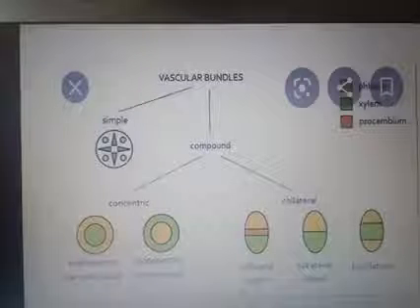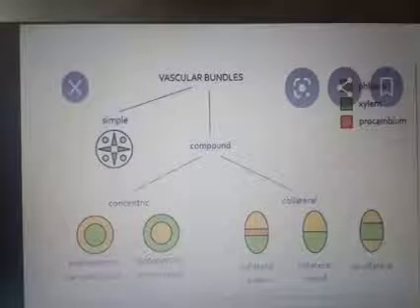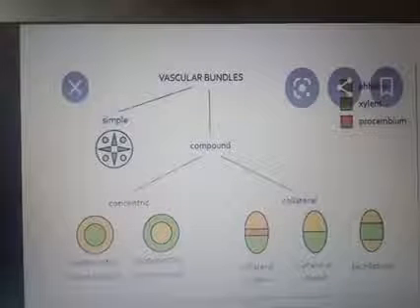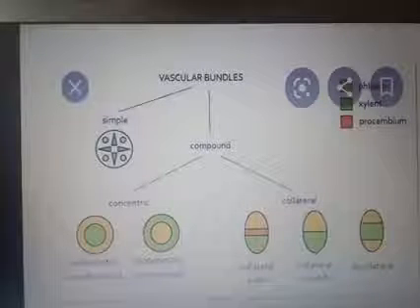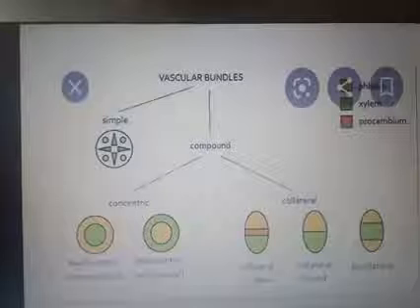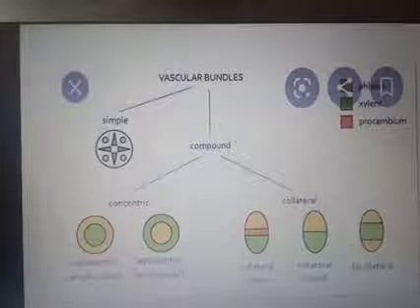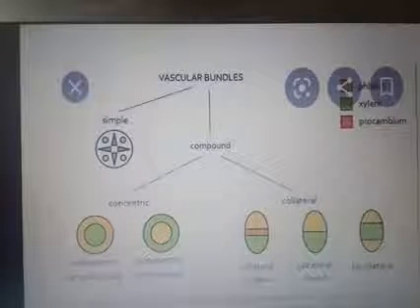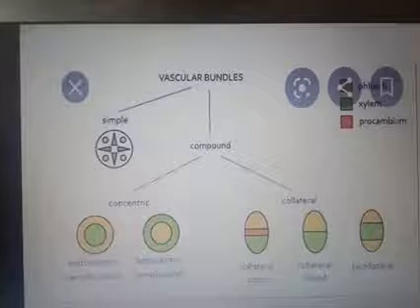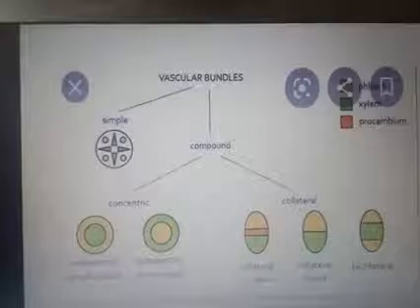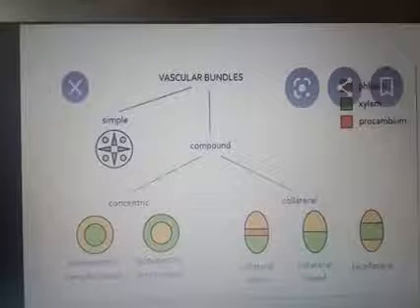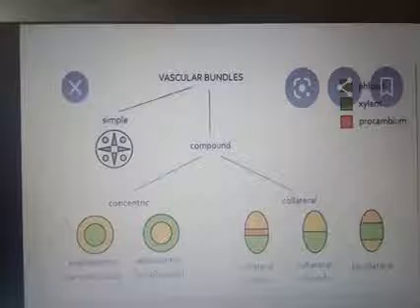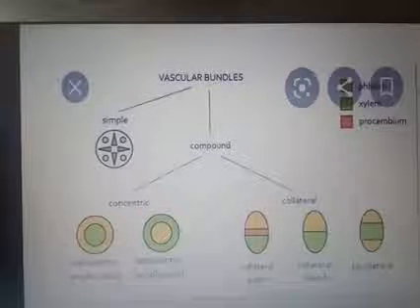Next we are discussing conjoined, collateral and radial bundles. Conjoined means xylem and phloem are together in one bundle, in the same radius. That is known as a conjoined vascular bundle. This conjoined bundle is again classified into open bundle or closed bundle.